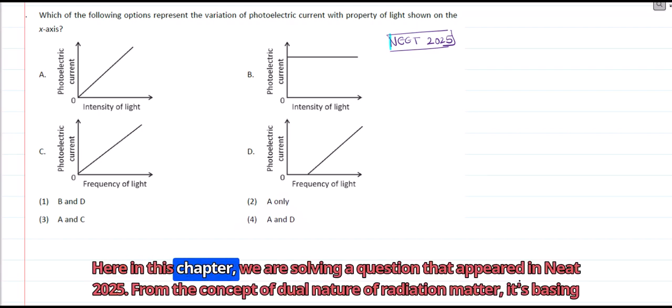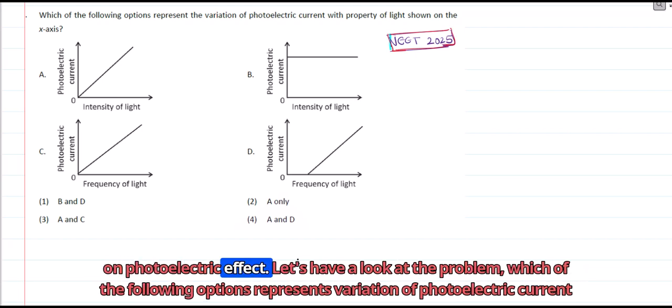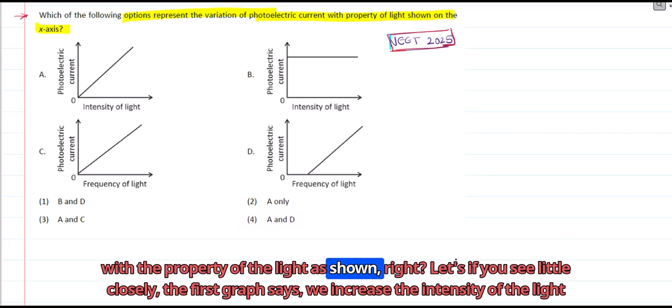Here in this chapter, we are solving a question that appeared in NEET 2025 from the concept of dual nature of radiation and matter. It's basing on photoelectric effect. Let's have a look at the problem. Which of the following options represents variation of photoelectric current with the property of the light as shown, right?